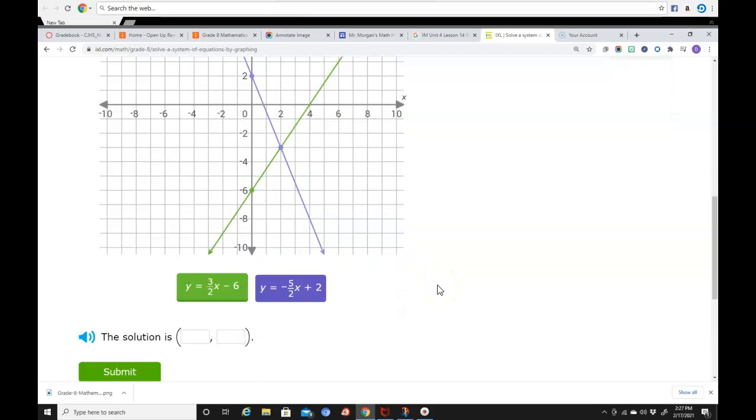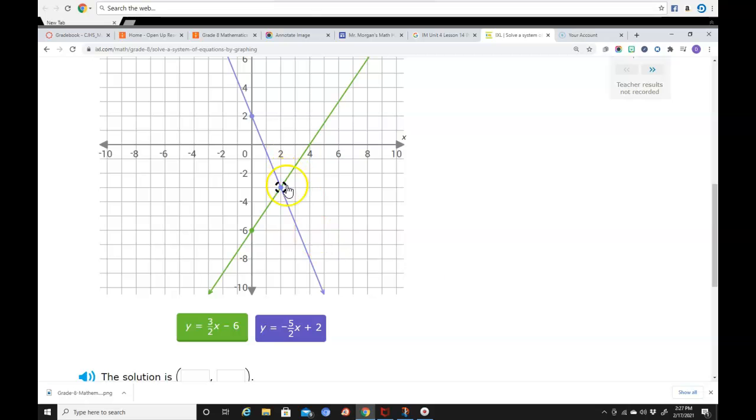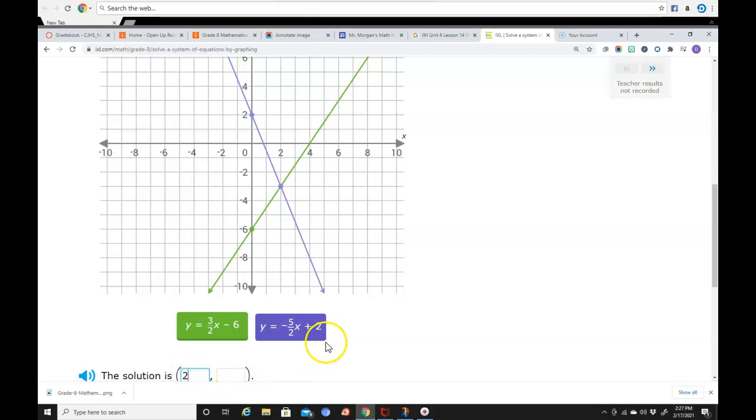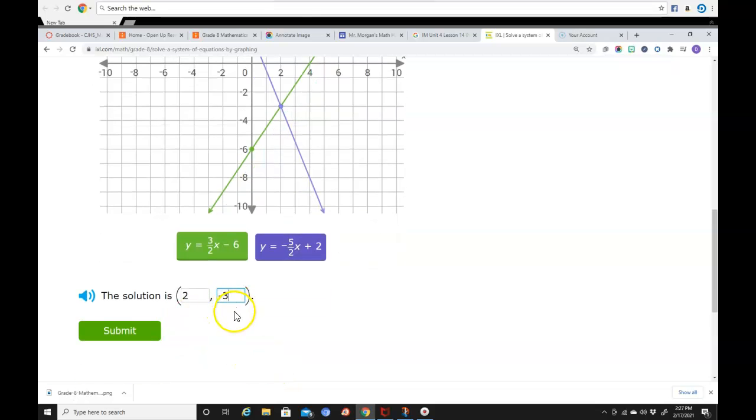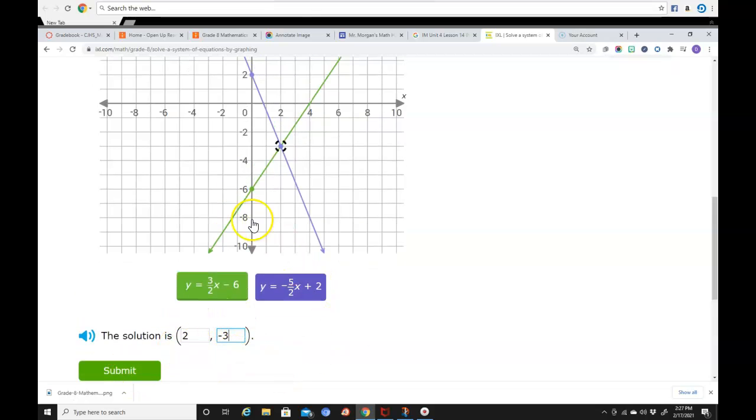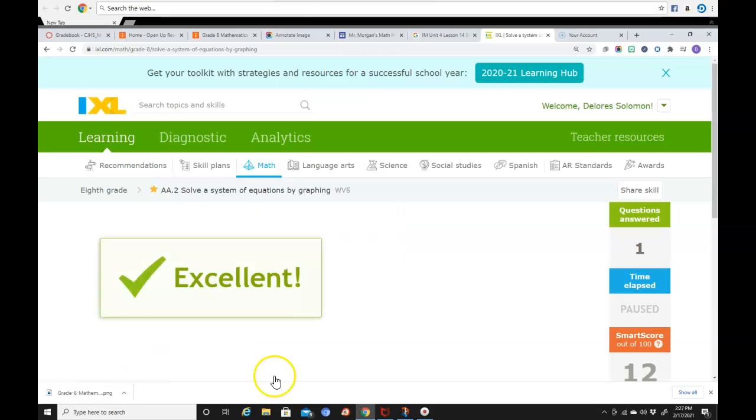Then all you have to do is put in the ordered pair where the 2 lines intersect. Where the 2 intersect, the x would be +2, so type in your 2. Then it's coming down 1, 2, 3, so that would be -3. So you just put -3. That would be your point, or the solution to these 2 equations by graphing it. So hit your submit button.